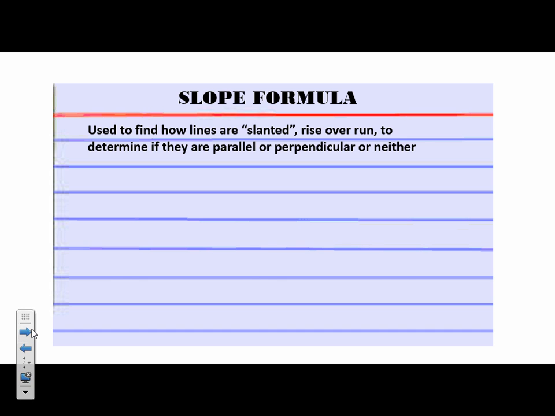And last but not least, the slope formula is one that we've used. This is used to find how lines are slanted. It is our rise over our run. And this is mostly used to determine if they are parallel, perpendicular, or neither. To understand if two lines are going to cross, not cross, cross in a special way, make 90 degrees, that sort of thing. Okay, so our slope formula also has x's and y's in it. Okay, m equals change in y's over change in x's, or y2 minus y1 over x2 minus x1.